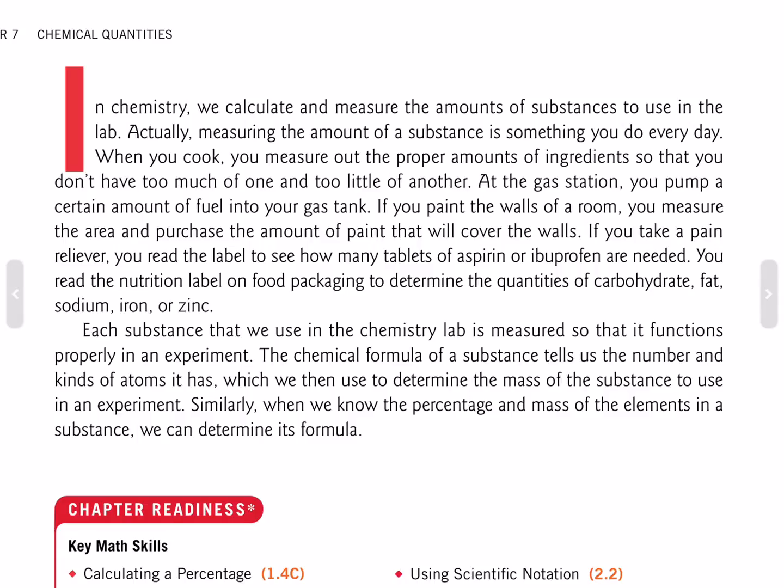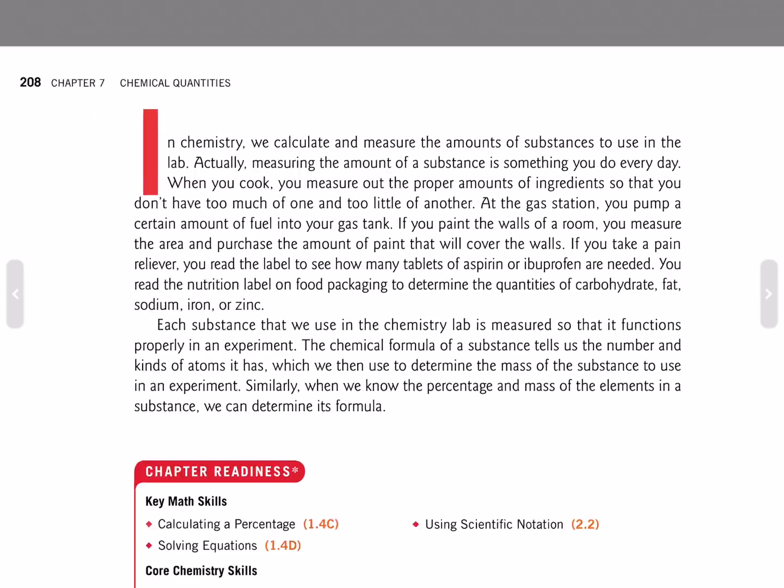The chemical formula of a substance tells us the number and kind of atoms it has, which we then use to determine the mass of the substance to use in an experiment. Similarly, when we know the percentage and the mass of the elements in a substance, we can determine its formula.